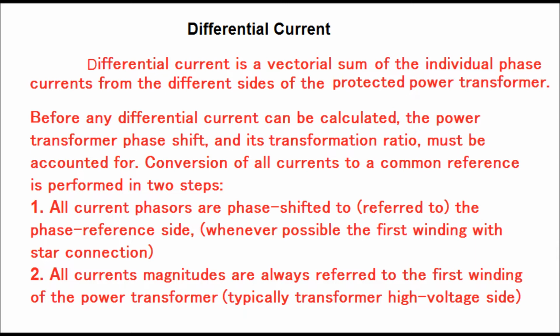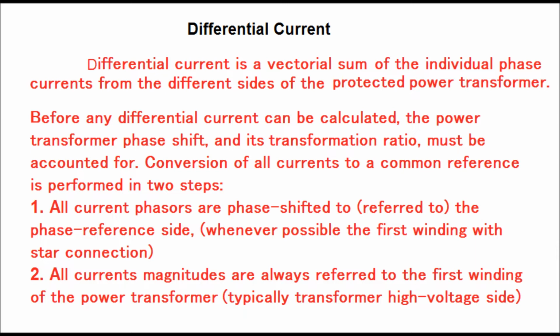Conversion of all the currents to a common reference is performed in two steps. Number one, all the current phasors are phase shifted and referred to the phase reference side. Here, phase reference means the HV side winding. If the HV side is star connected, then the star winding is taken as the reference winding, and if the LV side is the star winding, then the LV side winding is taken as the phase reference. But in the case of a DD type transformer, the HV side delta connected winding is taken as the reference connection.